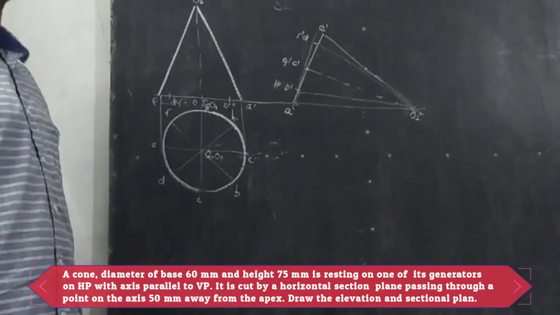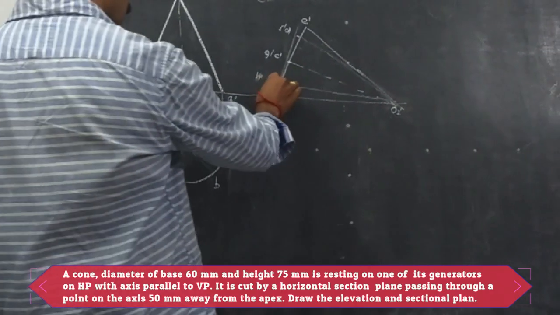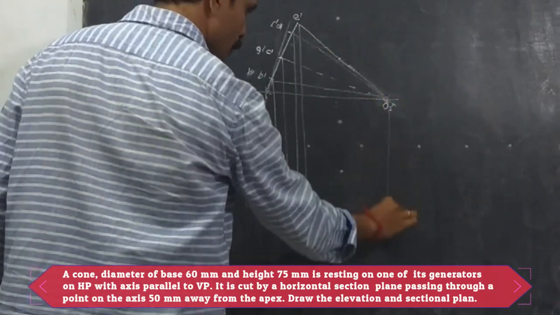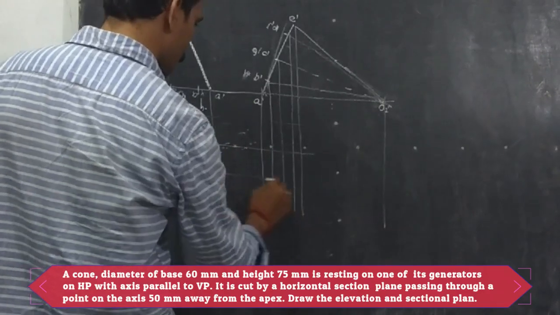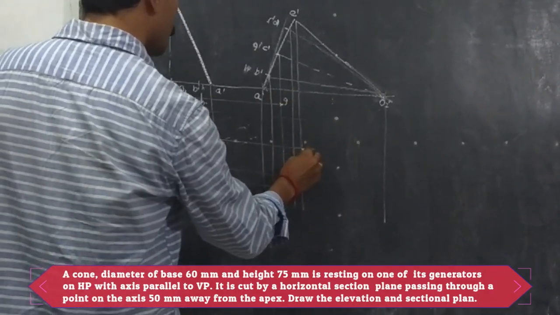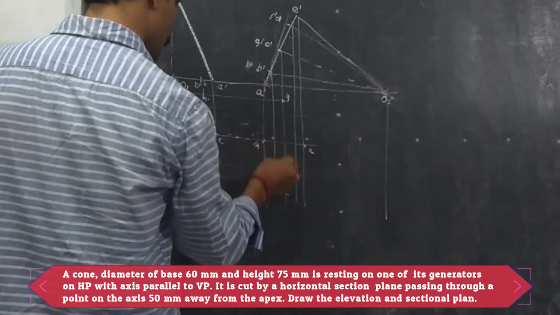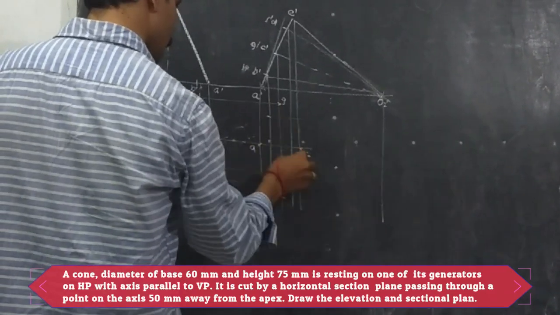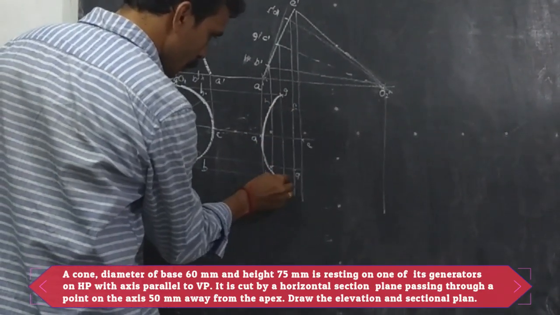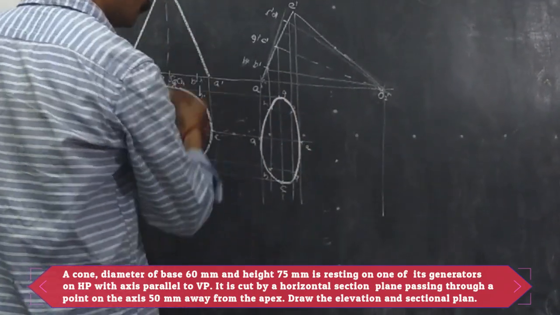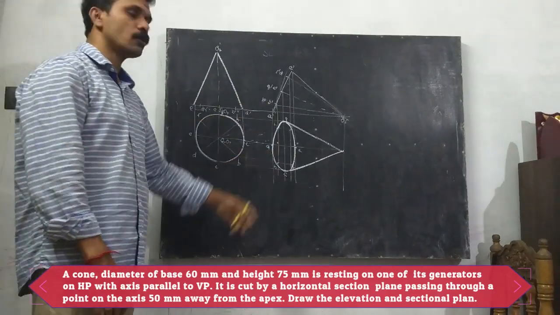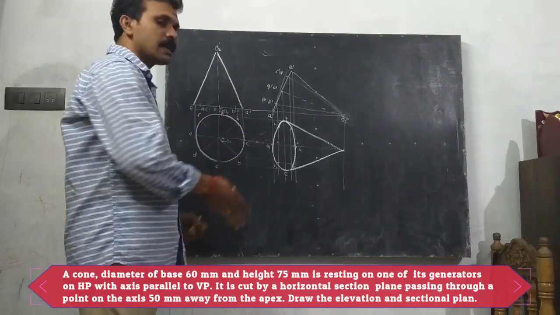Okay. Now the question, it is given that, for obtaining the top view, the top view of the cone is also obtained. Now it is given that this is cut by a horizontal section plane.